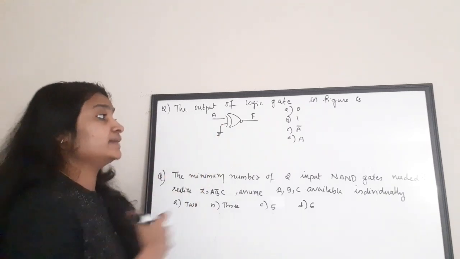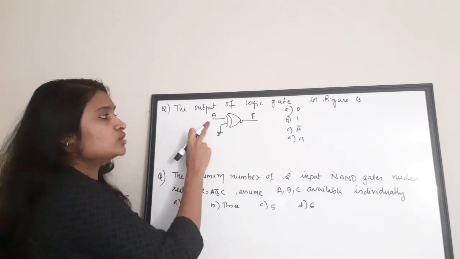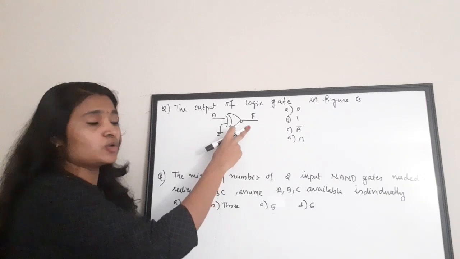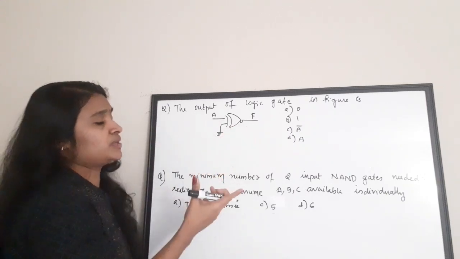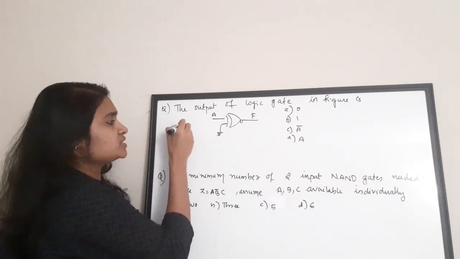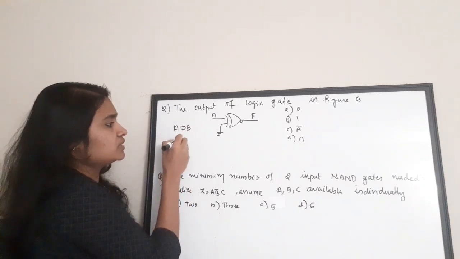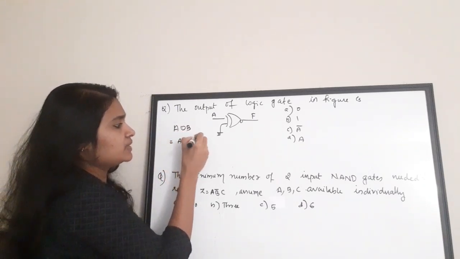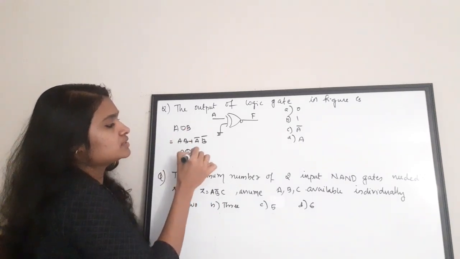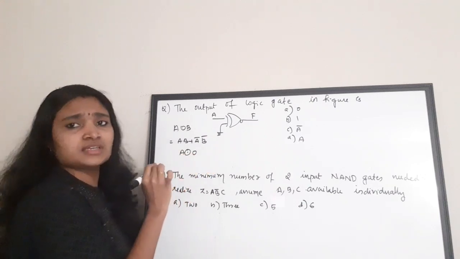The next question is, the output of the logic gate in figure is dash. Here again, this is another XNOR gate. There is only one input, another input is being grounded. You need to find the value of output F. Simply write the expression for XNOR. Here it is, the common expression is A XNOR B is equal to AB plus A bar B bar.